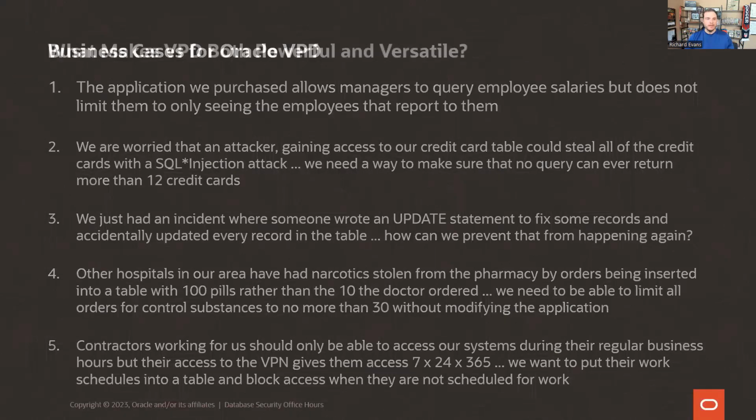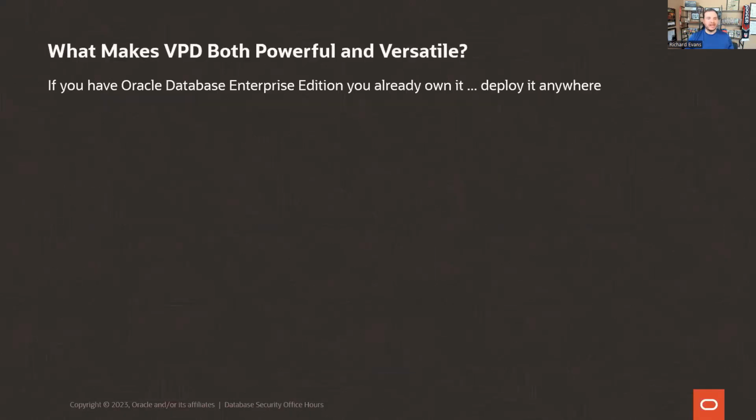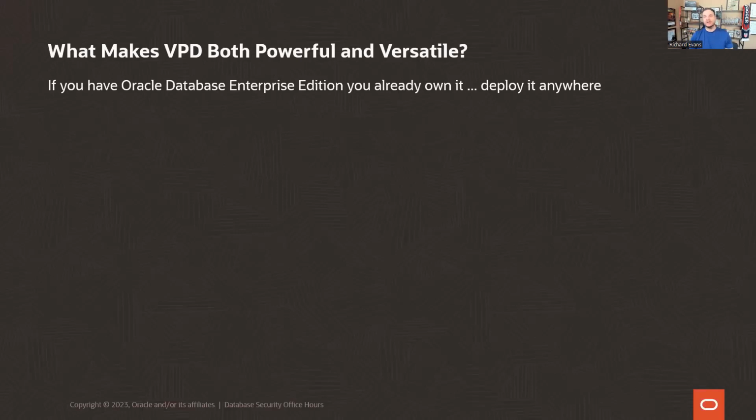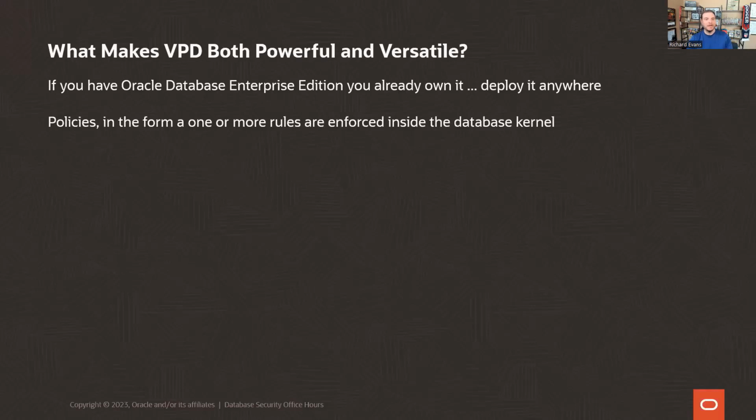So, all right, what makes it versatile and powerful? You already own it, right? Everywhere that you're using the Oracle database, whether it's on-prem, Oracle Cloud, those other clouds, Exadata systems, Exadata Cloud at Customer, Exadata Cloud Services, then you can use VPD because it's a part of Enterprise Edition. You already own it and it's built into this. So if you're using Autonomous Database, if you're using Autonomous Data Warehouse, you can use Virtual Private Database, okay?